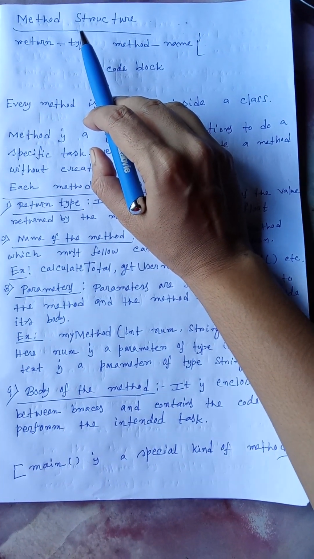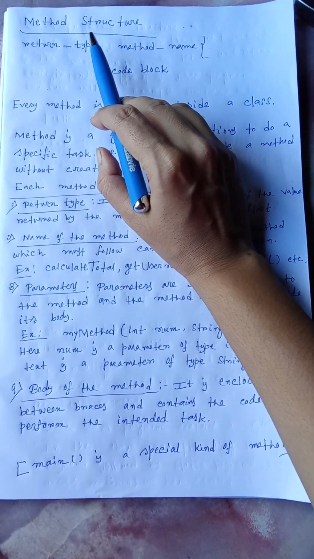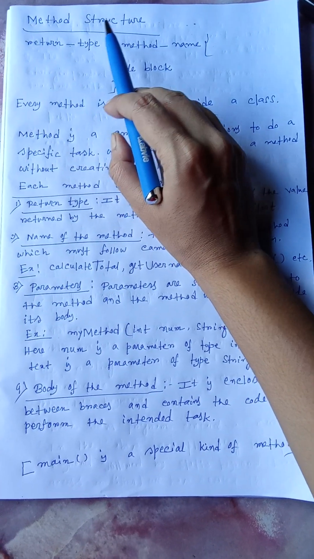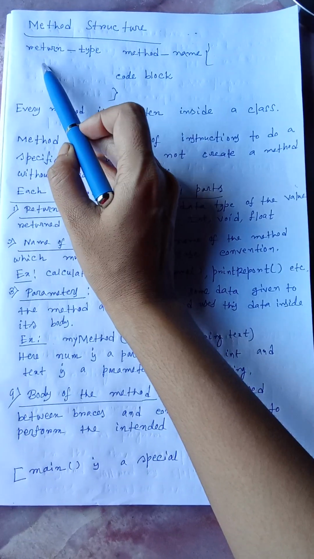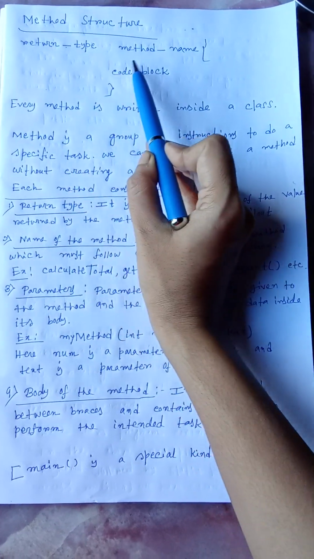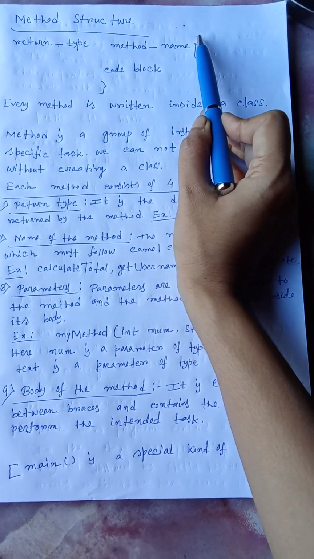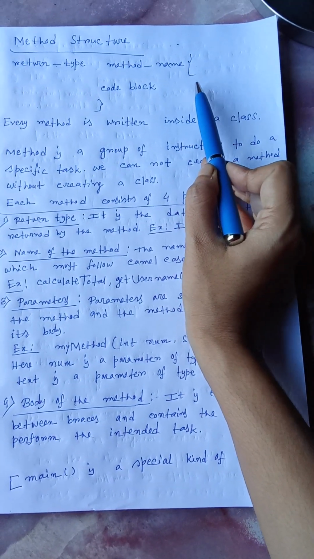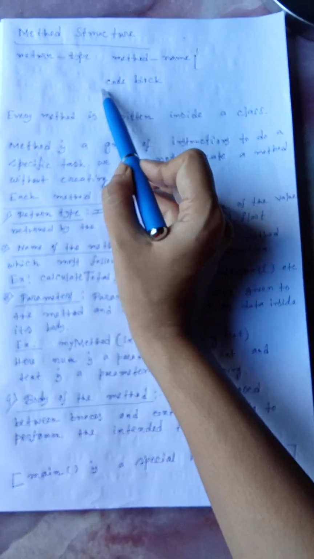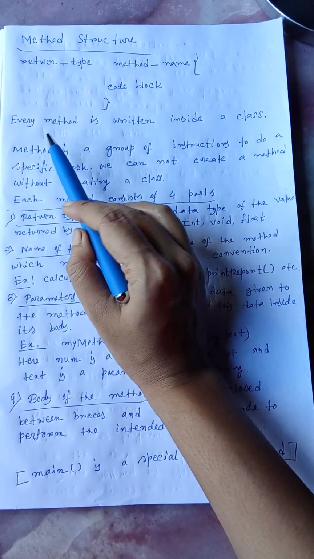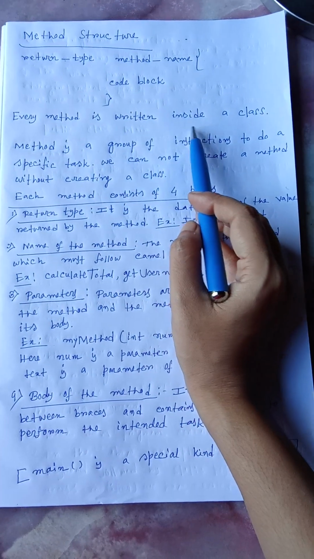Hello dear students, this class is about methods in Java. First, let's study method structure. Each method structure is as return type, method underscore name, then start the curly brace. Inside this curly braces, write the code block, then end these curly braces. Every method is written inside a class.